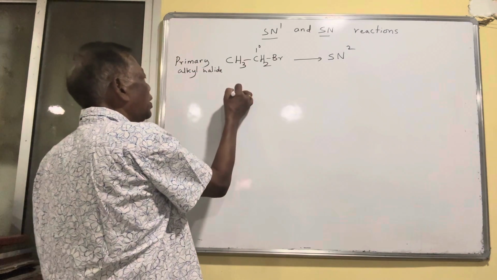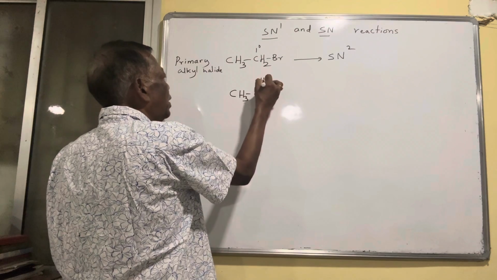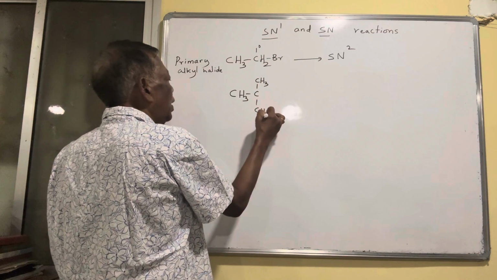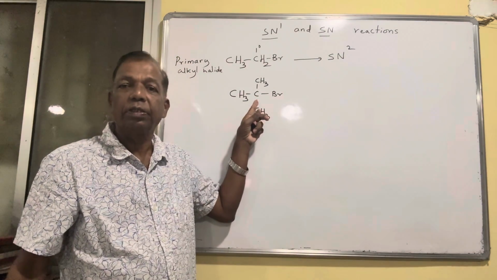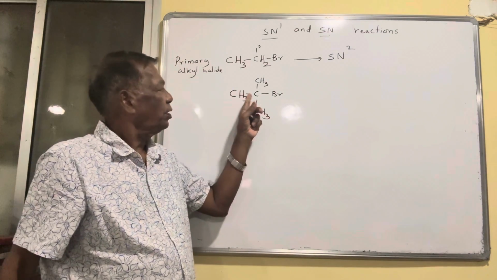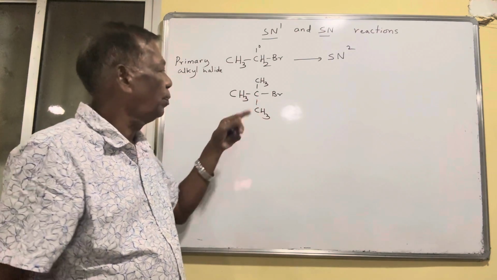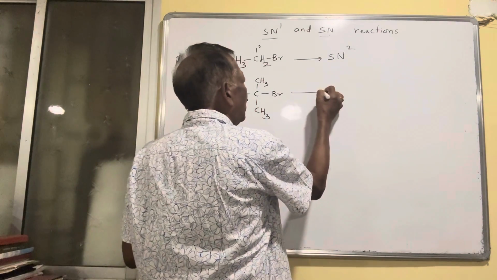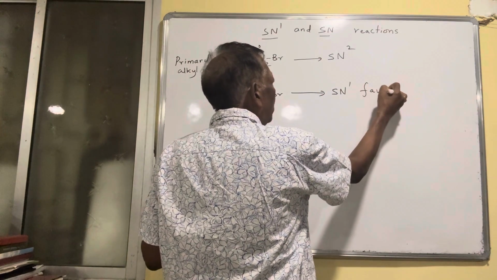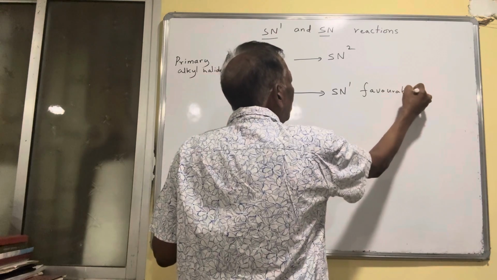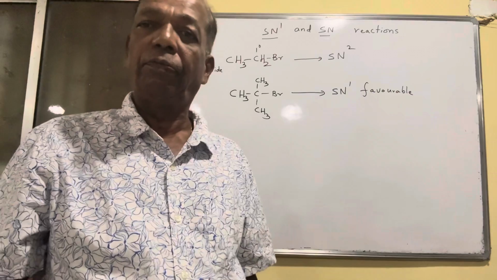Suppose you have a tertiary alkyl halide, which is like CH3, CH3, CH3 and Br. Now over here this carbon is a tertiary carbon. So this reaction will be always SN1 favorable. SN1 favorable. Okay. Now why is it so? Why will this one always favor SN1?